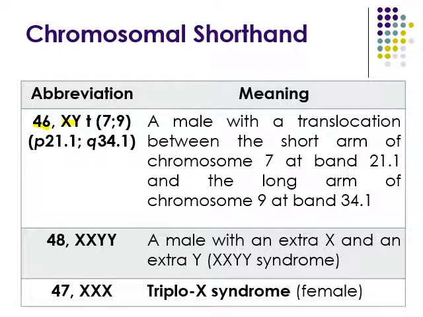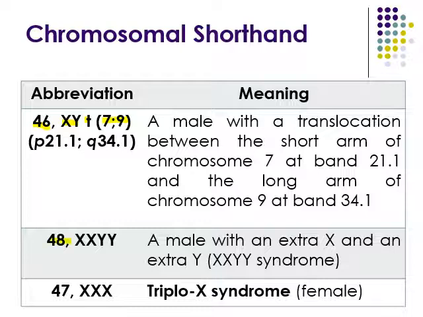46XY, translocation 79, a male with translocation between the short arm of chromosome 7 at band 21.1 and the long arm of chromosome 9 at band 34.1.